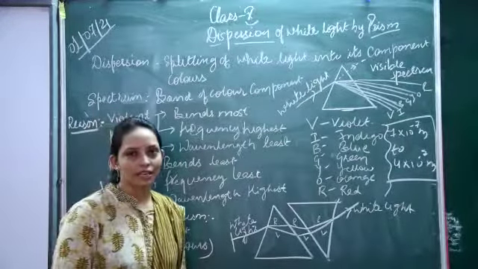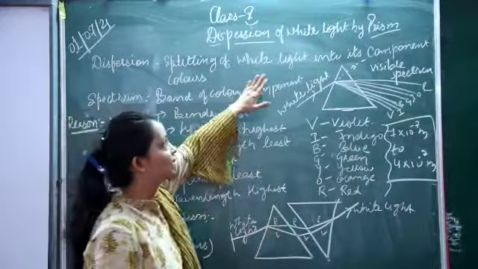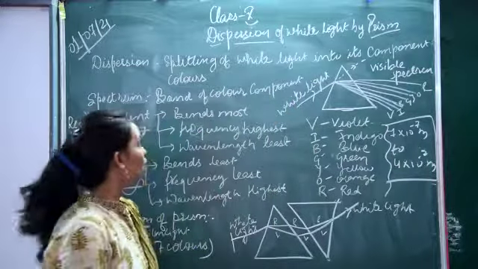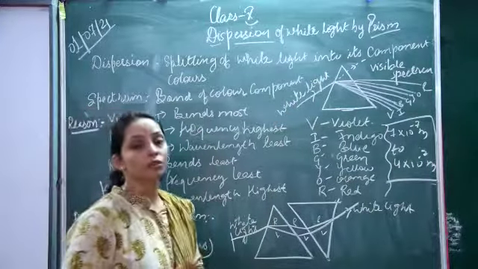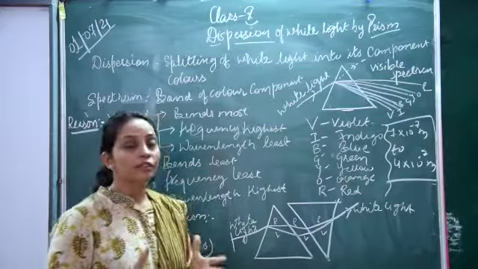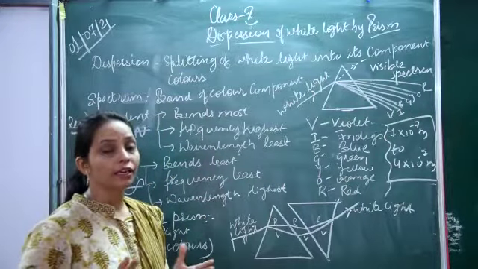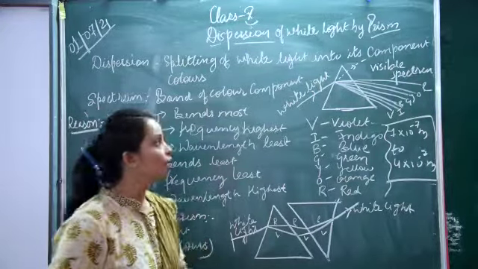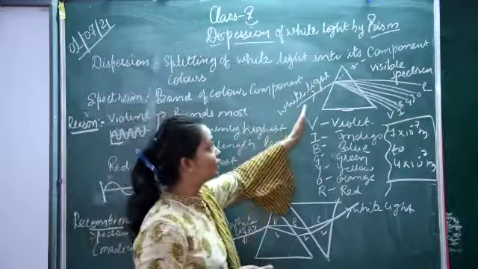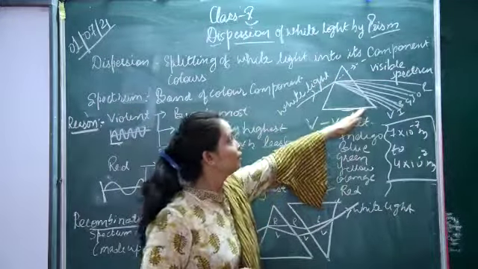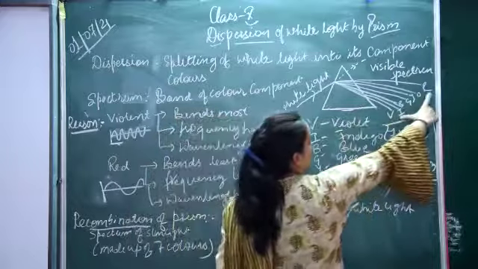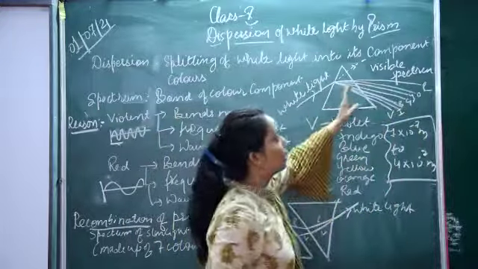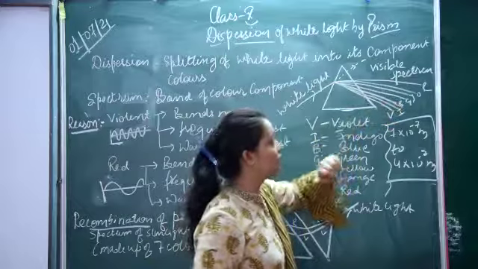Dear students, in this section we will discuss the dispersion of white light by a prism. So, dispersion is also a phenomenon of light which is related to the splitting of white light into its color components. Whenever white light is passed through a prism, a spectrum of 7 colors is formed after passing through the prism, that is, after refraction.